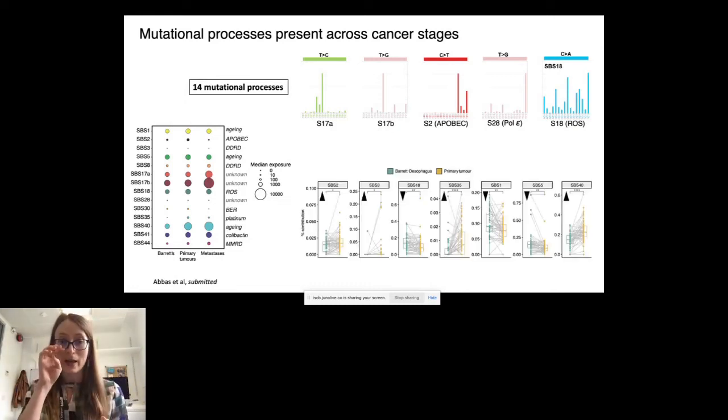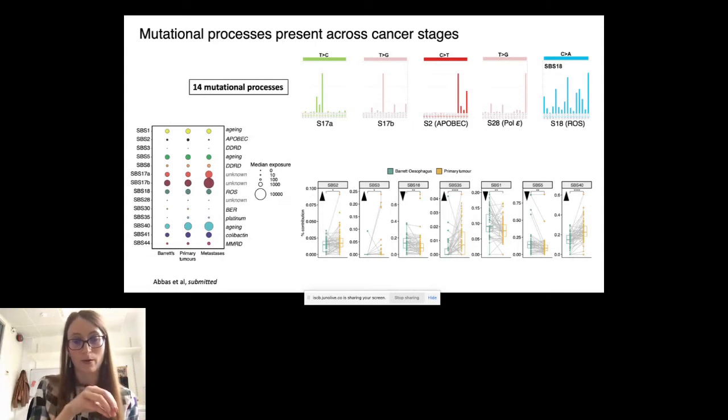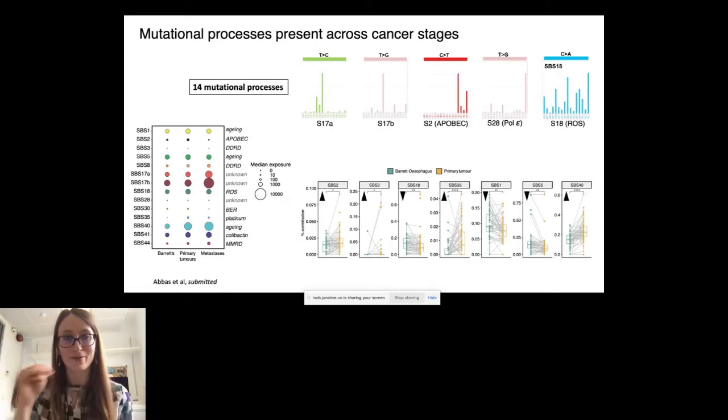We also had matched cases where we had the Barrett's esophagus, and we also had the primary tumor from the same patient. So we actually had the evolution of that disease in that patient. And then we were able to tell that certain mutational processes are increasing in intensity from Barrett's esophagus to primary tumors, and others are decreasing. And I won't go into details, but I would like to highlight the SBS2 process, which is linked to apobec activity, and I'll come back to that, but it seems to increase in the primary tumors.